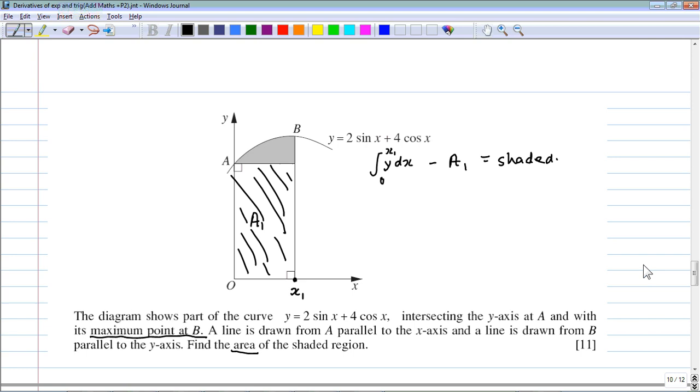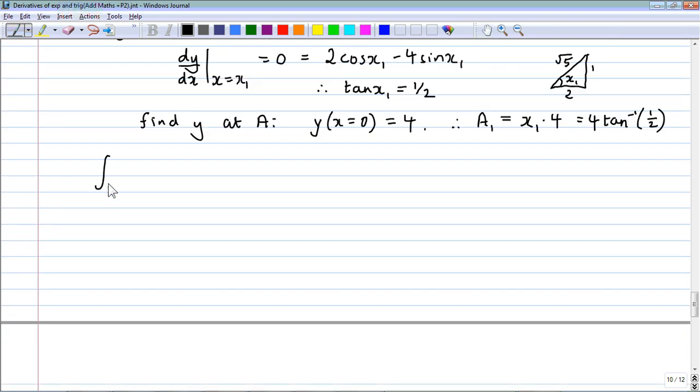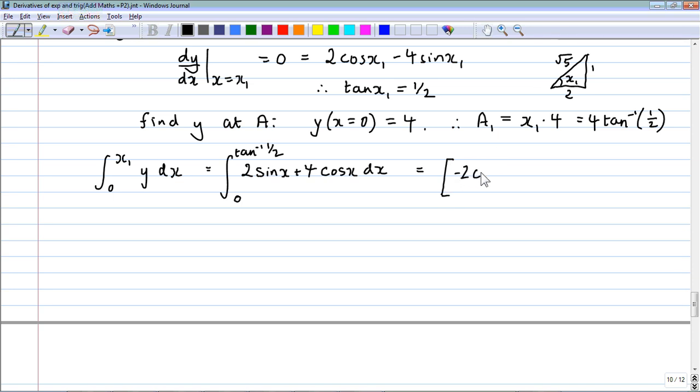And finally I want to find the integral from 0 to x1 of y. 2 sin x plus 4 cos x from 0 to arctan 1/2. Now integration is the opposite of differentiation, so I'm going to get minus 2 cos x plus 4 sin x from 0 to inverse tangent 1/2.